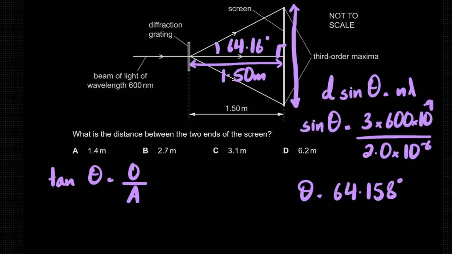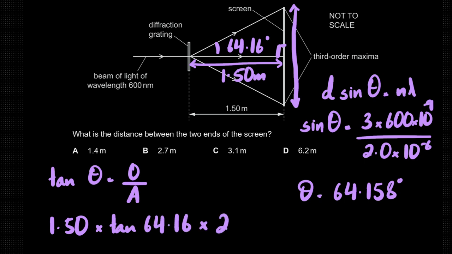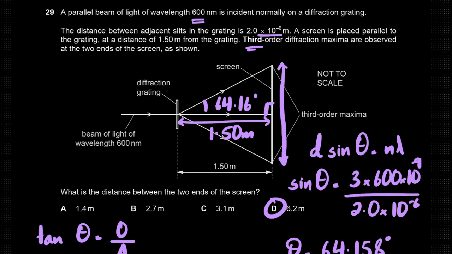So adjacent is 1.5 times tan 64.16. This is only one of these lengths. So I would also multiply by 2 to get the total end-to-end length. So tan of our answer times 1.5 times 2 turns out to be 6.19. So to 2 significant figures, 6.2 meters. Alright, let's go on.